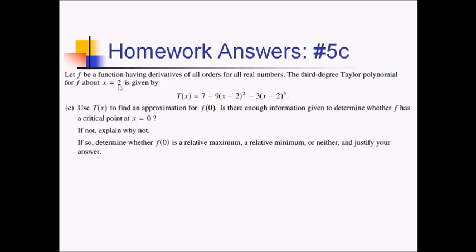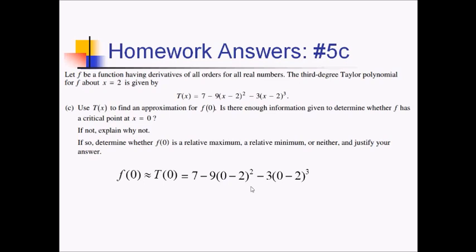For part C, we want to use T of x to find an approximation for f of 0. So let's start with that part of the problem, and then we'll get to all this other stuff. So f of 0 we can say is approximately equal to T of 0, which is all of this stuff they gave us with 0 plugged in for x. Once you've got all constants here, you actually are done with this part of the problem. You don't have to simplify.